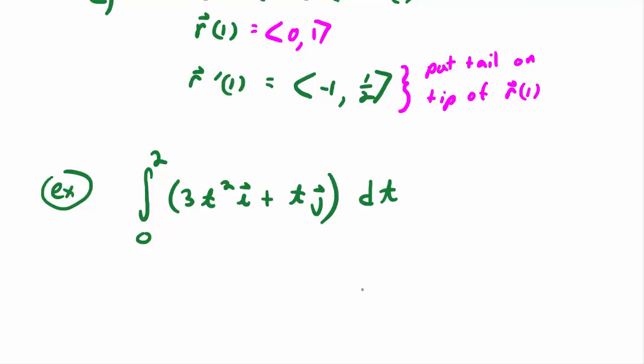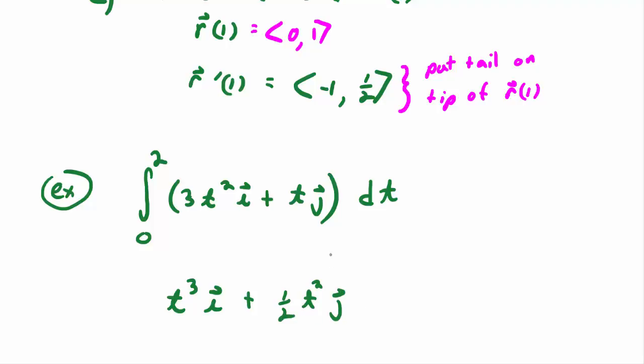Well, we're going to integrate term by term, right? So there's no reason why we can't do a definite integral here as well. Let's go ahead and figure out the antiderivatives for each term. What's the integral of 3t squared? So t cubed i, right? t cubed i plus, integrate t, you get 1/2 t squared j.